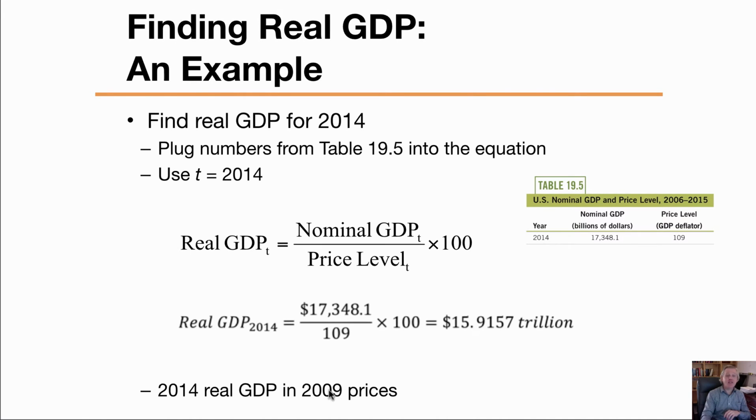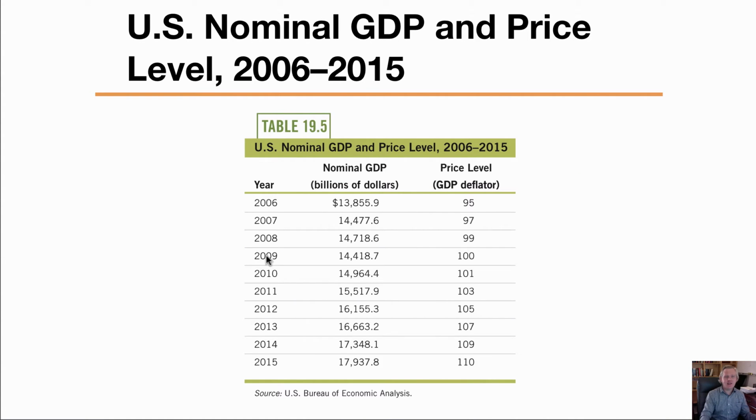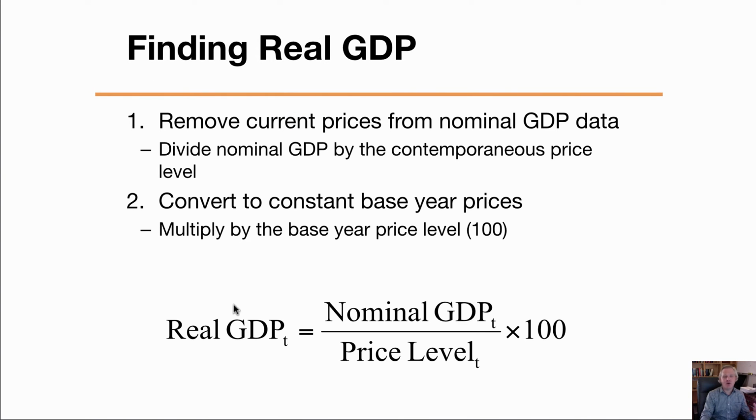And again, that's in 2009 prices. How do I know it's 2009? Well, let me show you. On our table here, you can see that 2009 has the 100. So that means if I go backwards, I multiply by something less than 100. If I go forward, I divide by something less than 100. If I go forward in time, I divide by something greater than 100 when using this formula here.